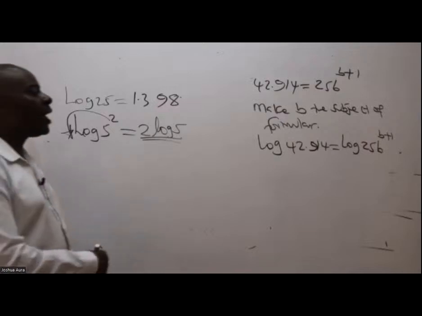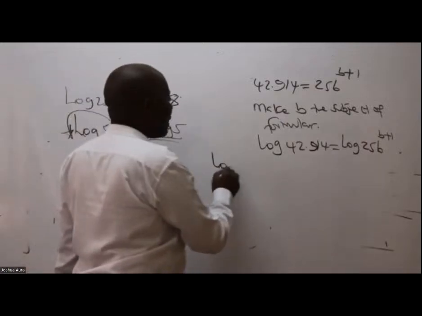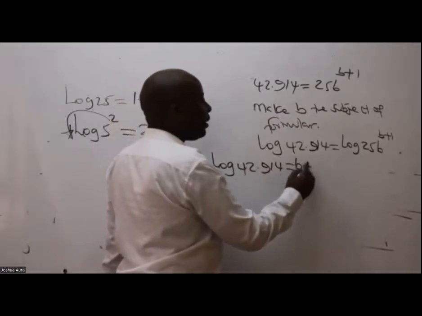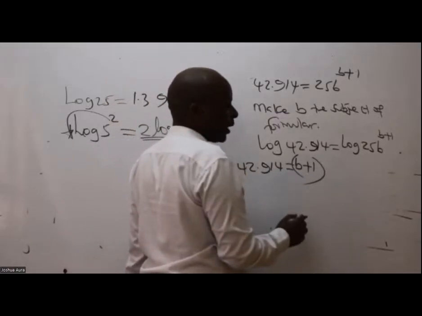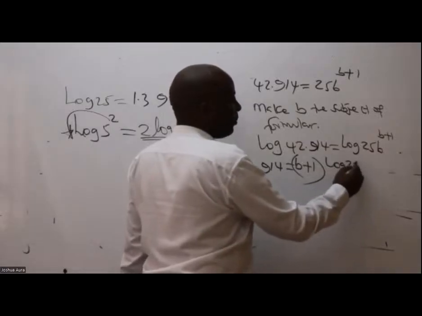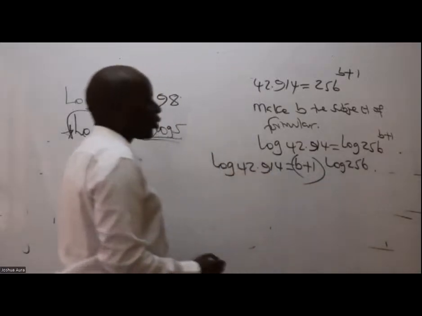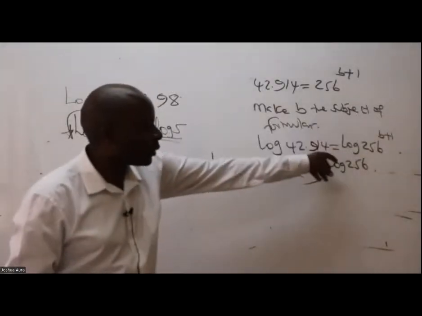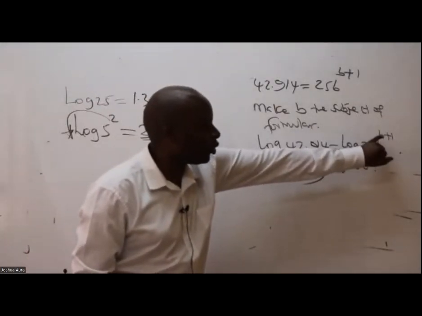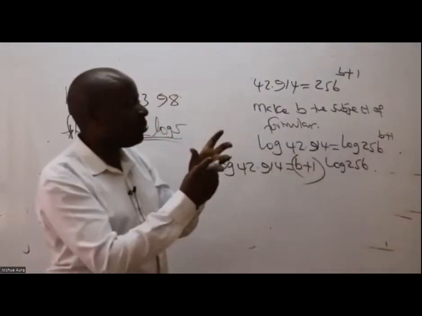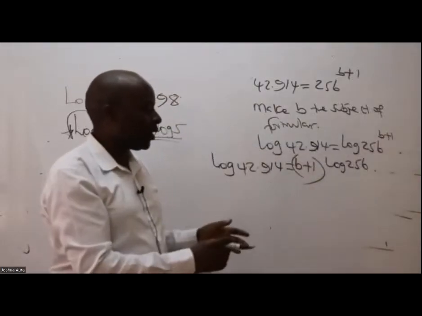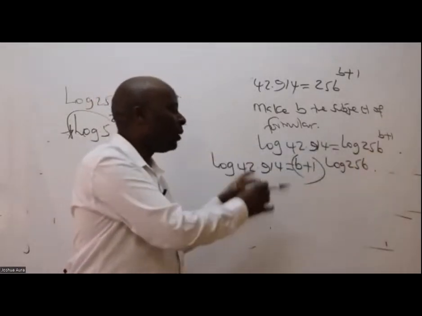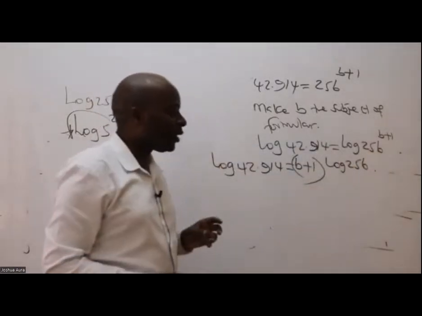So if that is the case, then log 42.914 equals (b plus 1) log 256. Of course, the exponent has to be in brackets, because it has two unlike terms. So what I've done is drop the entire exponent down, so you're talking of (b plus 1) log 256, like that.